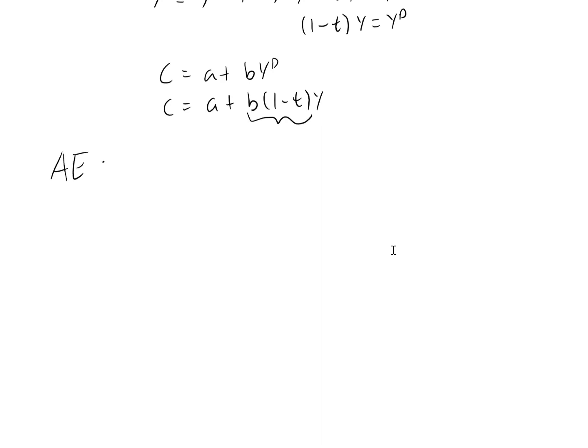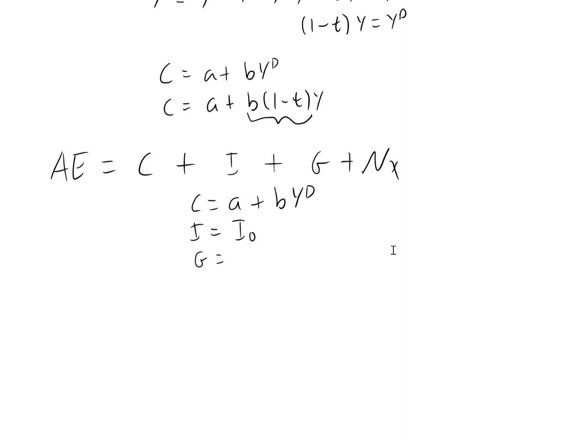So we have AE equals C plus I plus G plus NX. Last time we decided consumption equals A plus B times YD. We decided investment is some constant I0. Now today we talked about government purchases, which are some constant G0, so the government can choose to spend more or less, and that's what's going to bounce this G around.